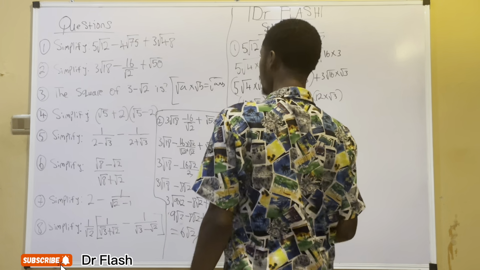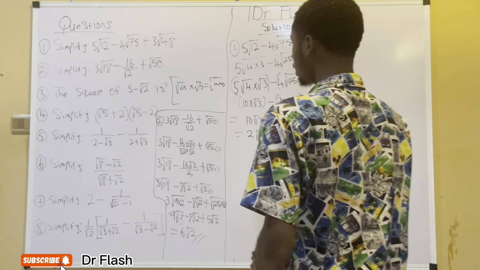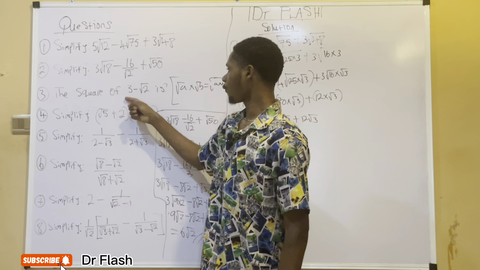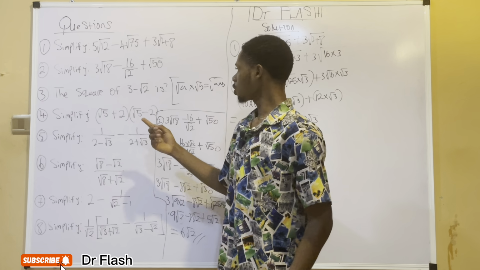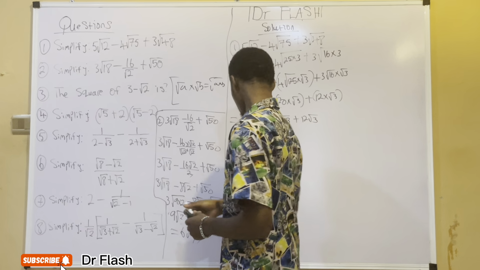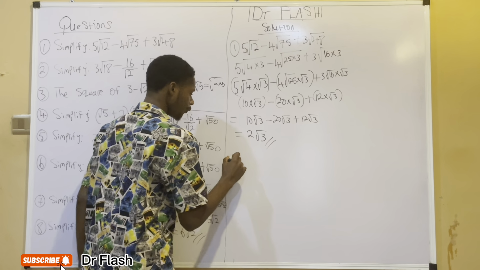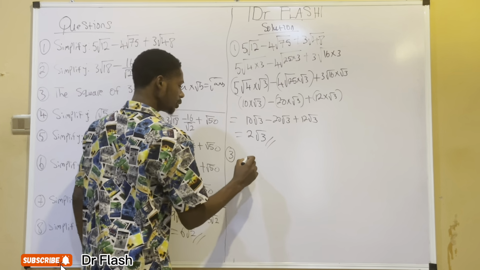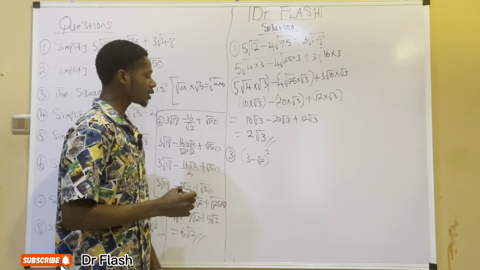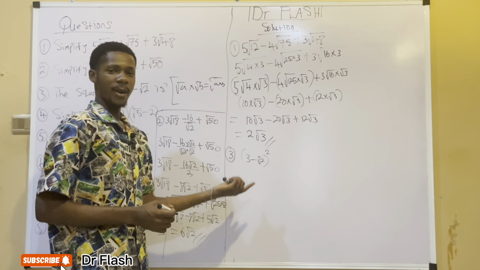Now the next question on the board is question 3. Question 3 wants us to solve for the square of 3 minus root 2, which means if we put 3 minus root 2 in brackets and then square it, what are we going to get? That is what it's asking us. Squaring it in brackets means we are going to multiply everything here by itself.